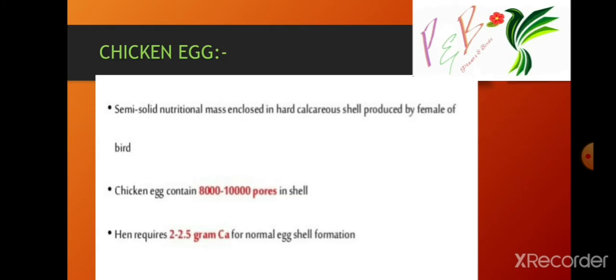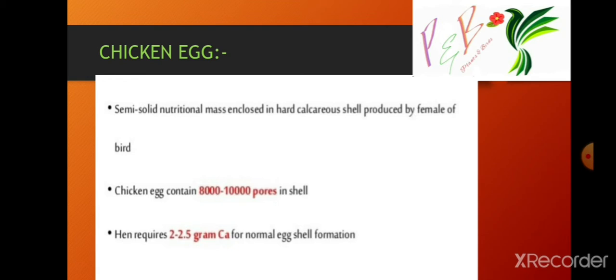What is meant by a chicken egg? A semi-solid nutritional mass enclosed in a hard calcareous, meaning calcium-coated, shell produced by the female bird is called an egg. The calcium is coated in the outer layer, the shell, in which the semi-solid nutritional mass is enclosed.